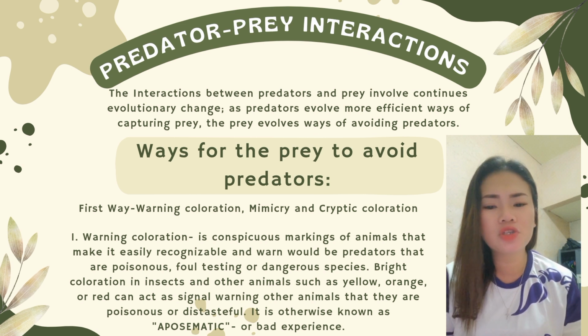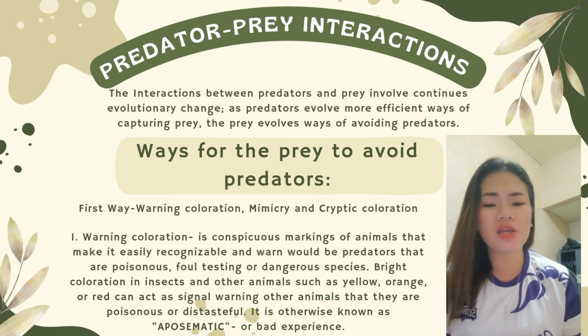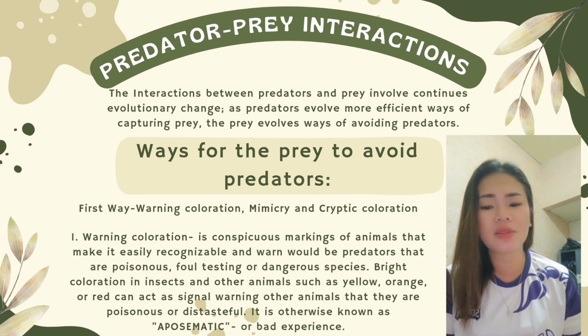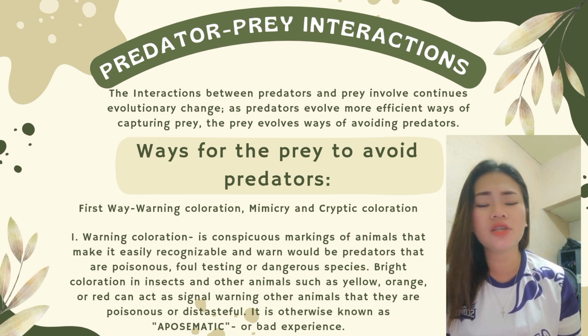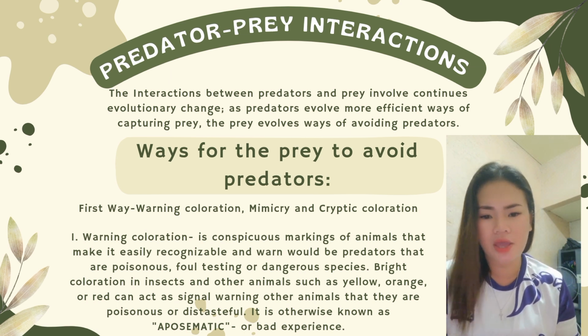It consists of conspicuous markings on animals that make them easily recognizable and warn would-be predators that they are poisonous, foul-tasting, or dangerous species. Bright coloration in insects and other animals such as yellow, orange, or red can act as a signal warning other animals that they are poisonous or distasteful. It is otherwise known as aposematic or bad experience.